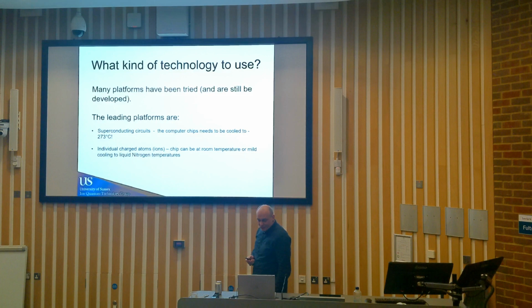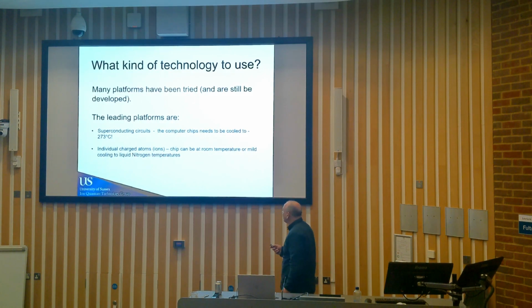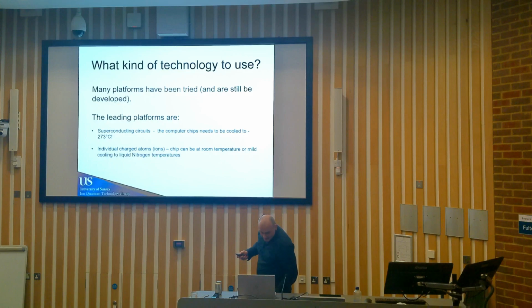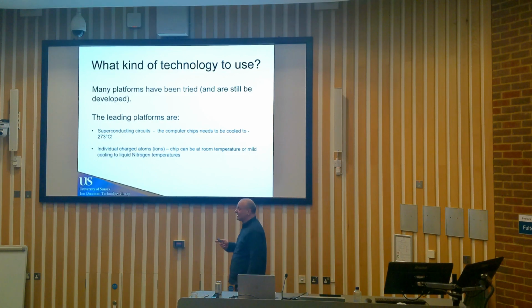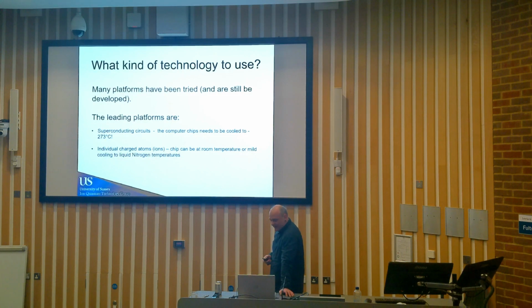There are multiple different platforms available. One of them is superconducting qubits, which you've probably heard about. That is used in the machines by Google and others. Another platform is trapped ions, charged atoms or ions. And that's what we're going to talk about today.